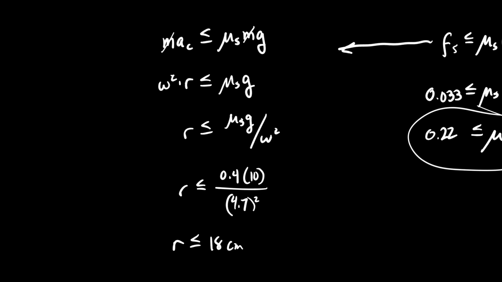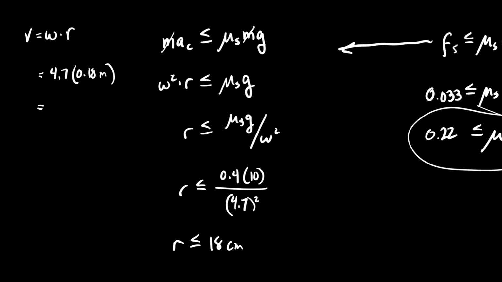I like leaving it in terms of the inequality. If you leave it in terms of the inequality, it tells you the direction of your answer. I know I have to be under this value. If I go over this value, the bug slides off the record. Now, there is this final question. What will be the linear speed of the bug at that distance? Linear speed equals angular speed times radius. You've got to multiply that answer by 4.7. So 4.7 times 0.18 meters.